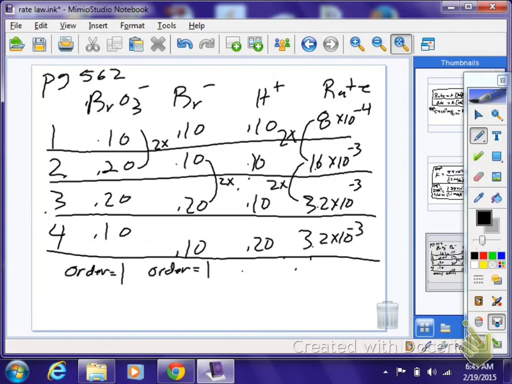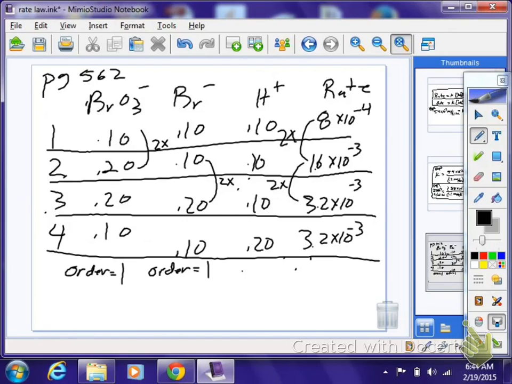So we'll go to the last one. This will be a little different. What we want to do is find 2 experiments where bromate and bromide are constant, their concentration don't change, and then hydrogen actually doubles. Let's see which one. Oh, that would be 1 and 4.